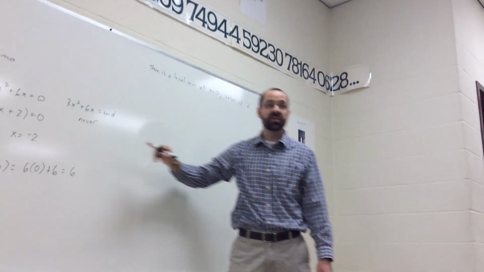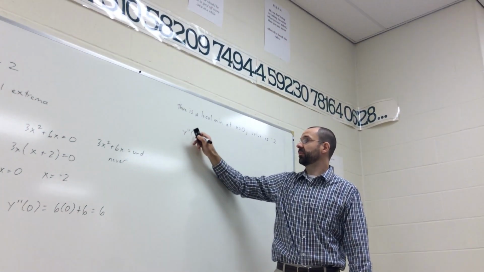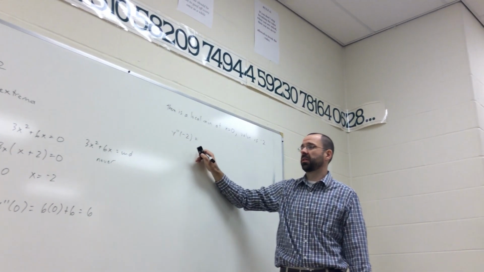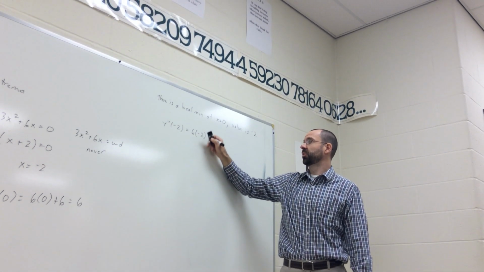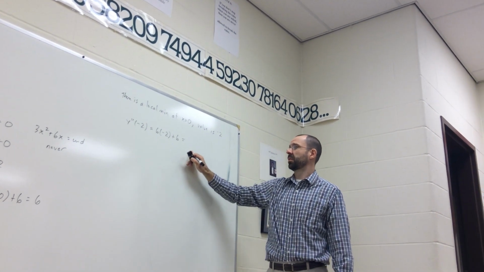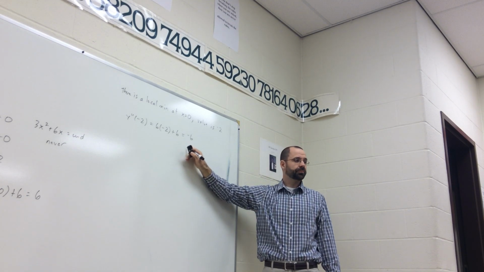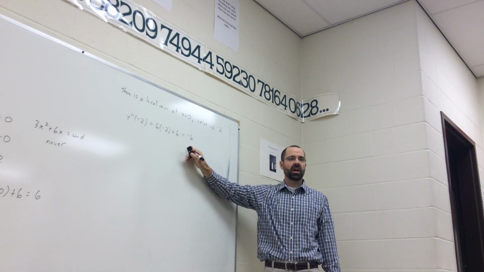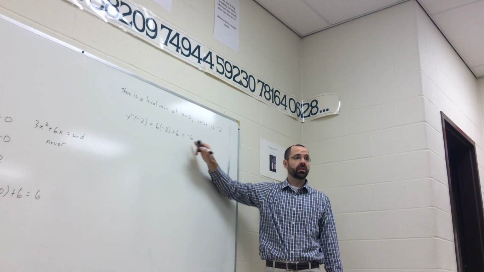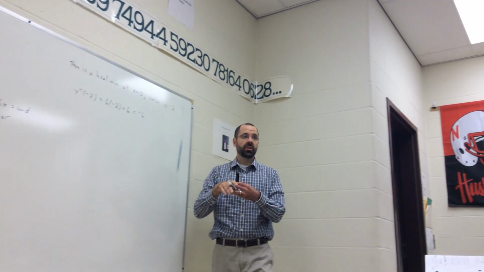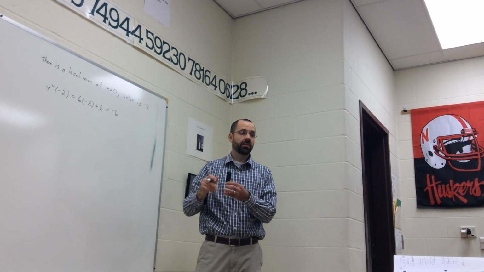Okay, so then I have this other critical value, negative 2. So I'm going to plug negative 2 into the second derivative. That is 6 times negative 2 plus 6, so that's negative 12 plus 6, which is negative 6. So now we have a graph where the slope is 0, and it's also concave down. That's going to look like this. So that means there's a local max there.